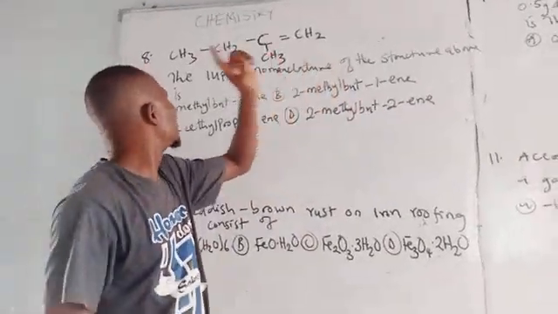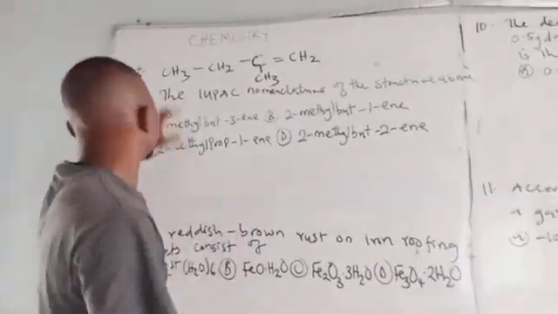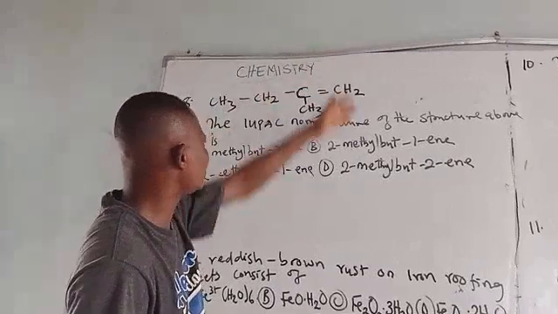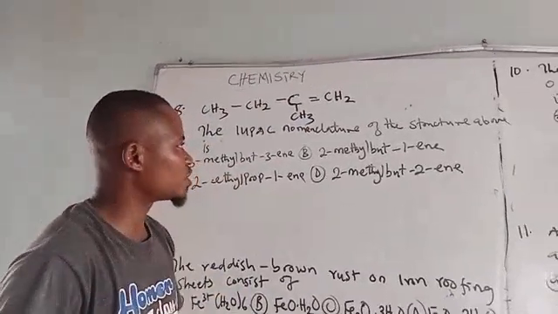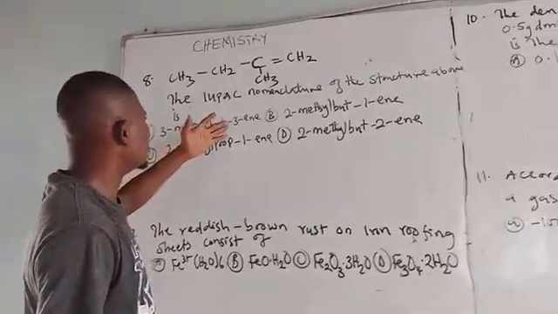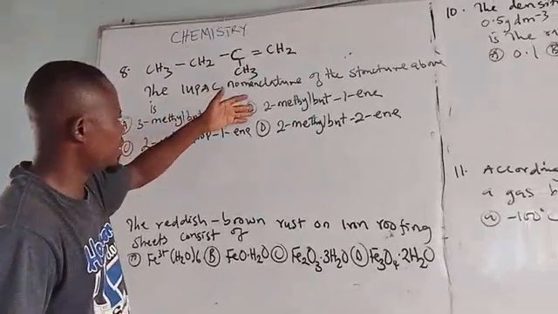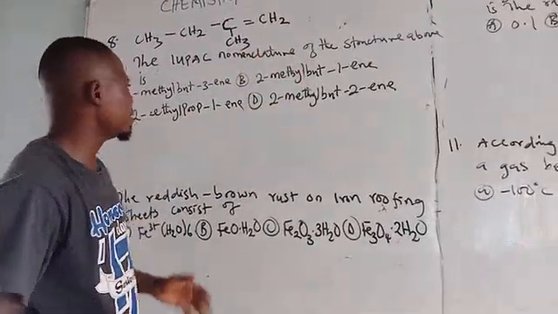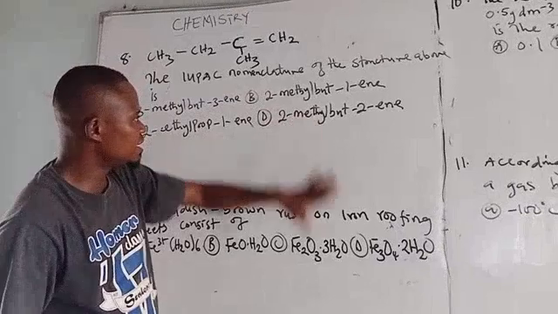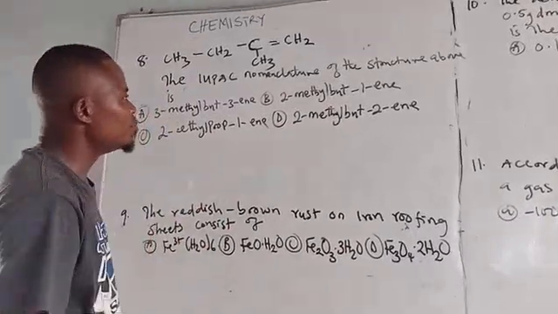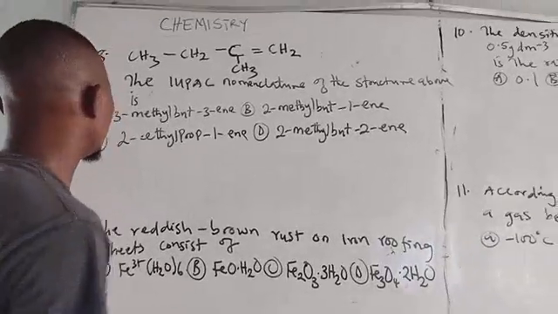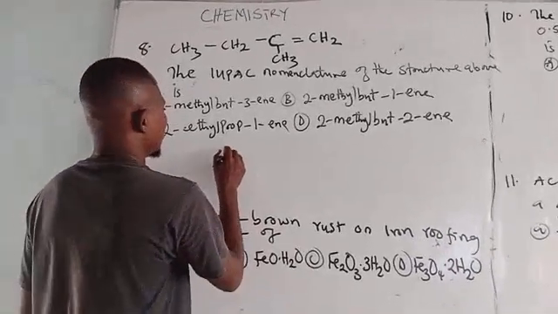Alright, question number 8. CH3, CH2, CH3, CH2. The IUPAC nomenclature of the structure above is A, 3-methyl-but-3-ene, B, 2-methyl-but-1-ene, C, 2-ethyl-prop-1-ene, D, 2-methyl-but-2-ene. How do you answer this? You must know your nomenclature. First of all, write the structure.